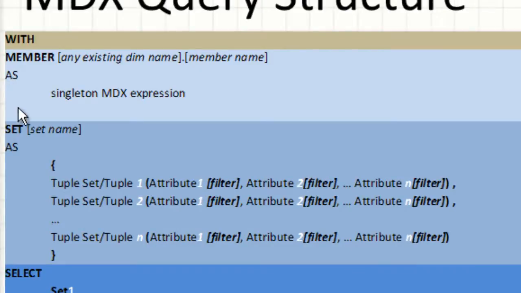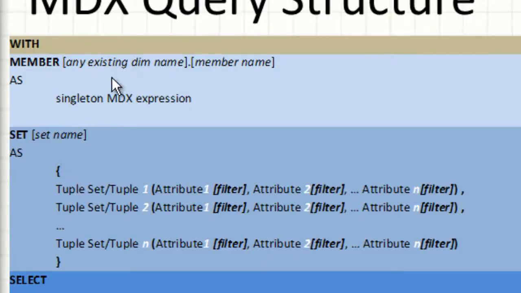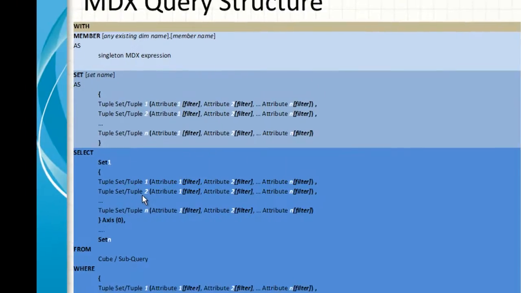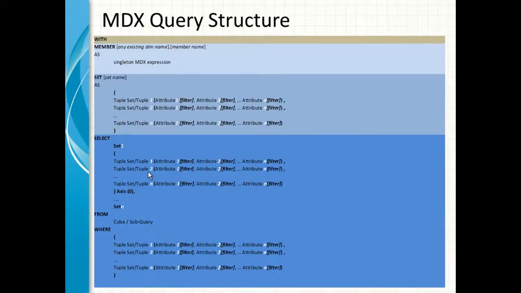It starts with the keyword with. So under that with, you can define attributes or named sets. Then you can make use of these named attributes and sets inside your query. Don't worry if this doesn't make much sense to you at this point. Further sessions in this series will cover all aspects of the MDX query structure. This was just to give you a feel of how the MDX query structure looks.